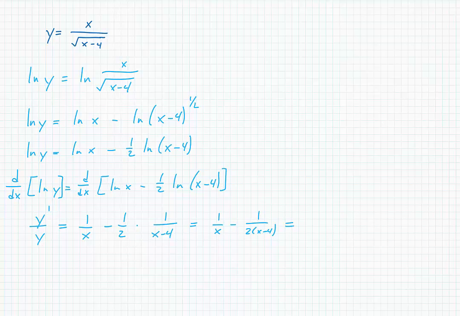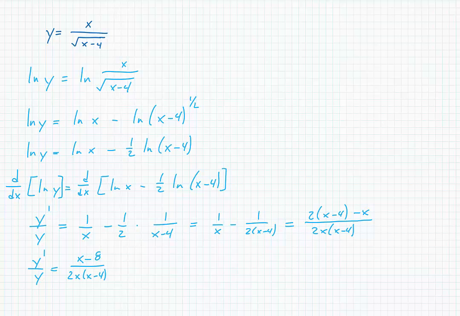And if we put that over a common denominator, we could think of that as 2 times x minus 4 minus x all over 2x times x minus 4. And if we simplify that a little bit, we're going to end up with y prime over y is equal to, we're going to have a 2x and a minus x, we're going to end up with x minus 8 divided by 2x times x minus 4.